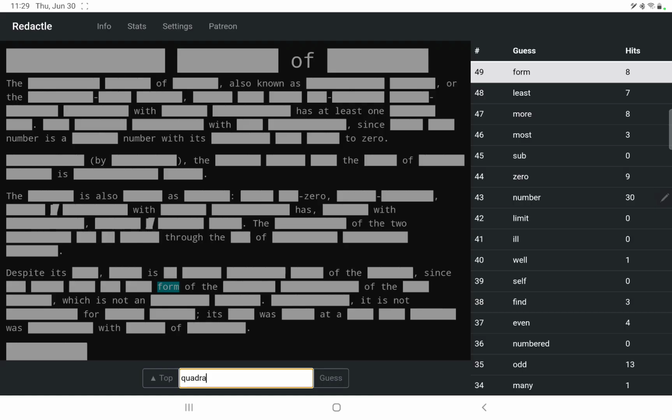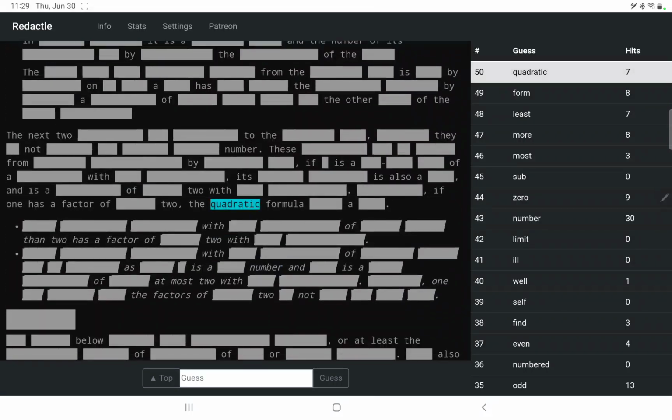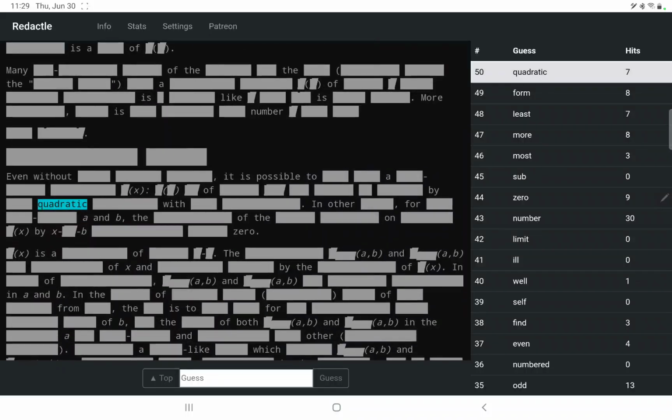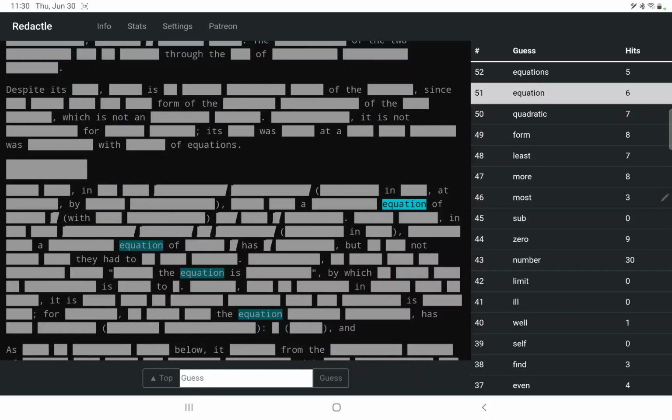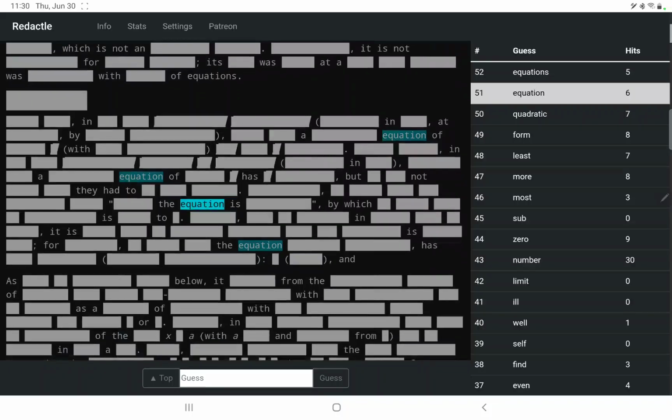Okay. Oh, how about quadratic? Yeah. Quadratic equation, quadratic formula, quadratic equation. Oh, didn't have focus. Let's try that again. Equation, equations. There are 5 equations. Well, let's look at our equation. A something equation of, and then some quote, something the equation is something.